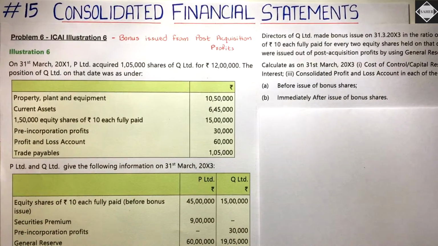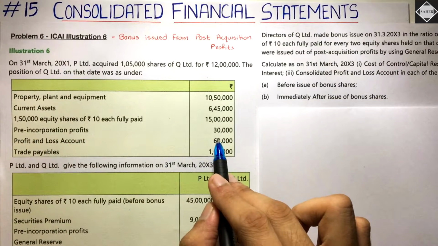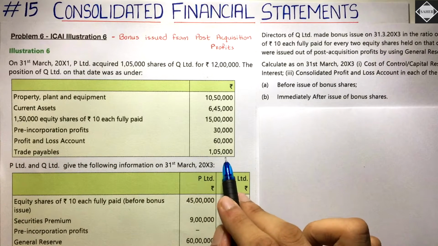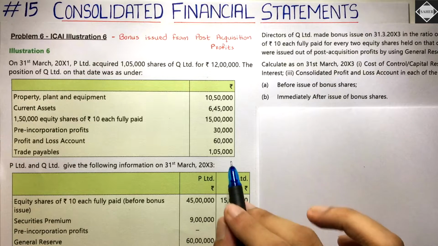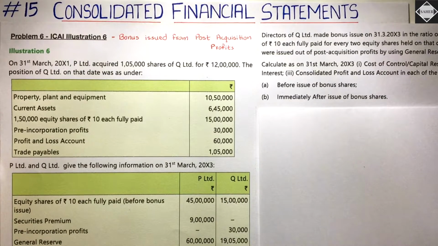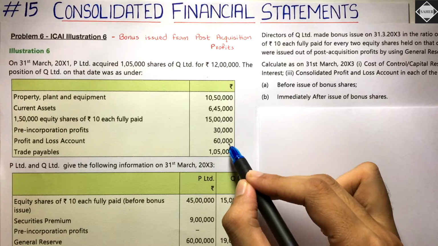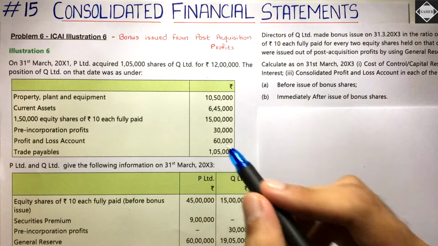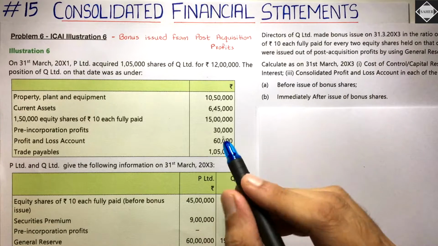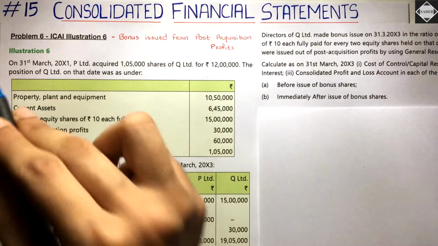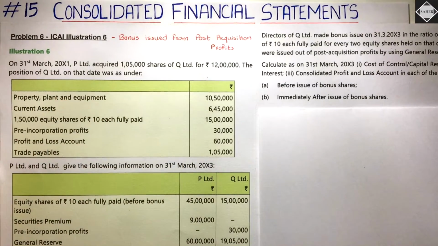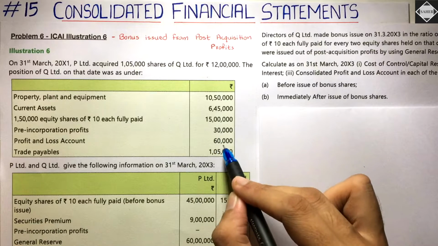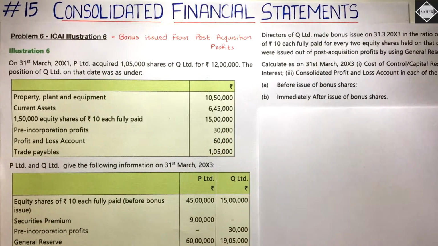Okay, got it. Pre-incorporation profits 30,000. P&L balance 60,000, trade payables 1,05,000. So with this you can also understand that these reserves which are given over here, 30,000 and 60,000, these are what? These are pre-acquisition profits, or you can say pre-acquisition reserves. Why is that so? Because this detail is on the date of acquisition. So when holding company acquired the company, the subsidiary company already had the reserves of 30,000 and 60,000. So these are pre-acquisition completely.